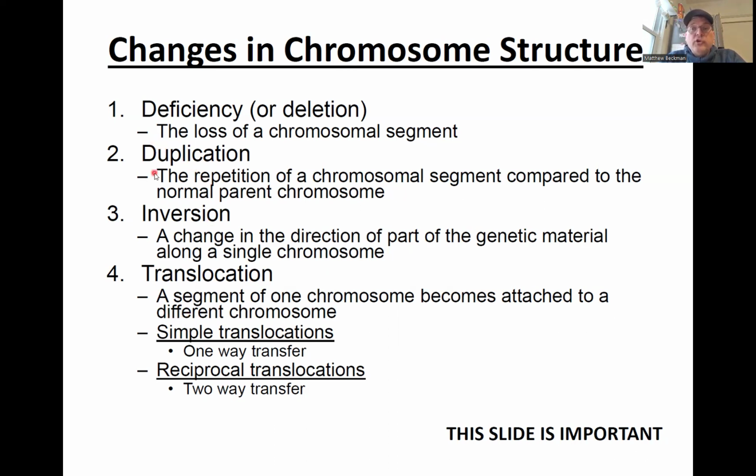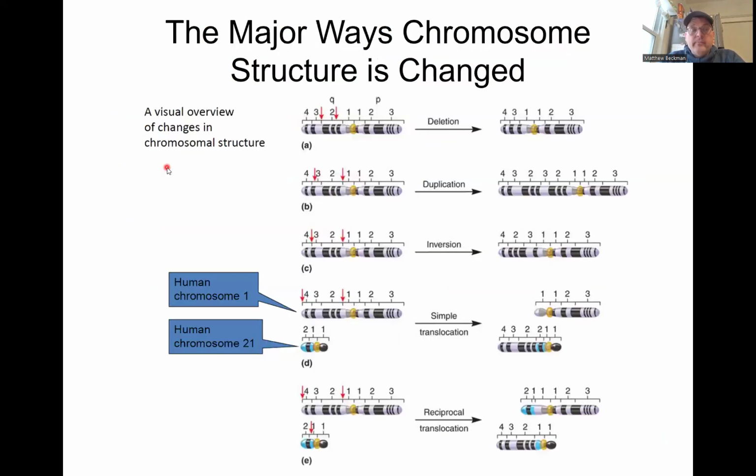So these are the four major ways that DNA can be altered in the chromosomes. Here is a graphic, cartoon-esque view of that. So here's a deletion. You can count the numbers. We've got 4, 3, 2, 1, and now we've got 4, 3, 1. So the 2 was deleted. This whole region between the red arrows was lost.